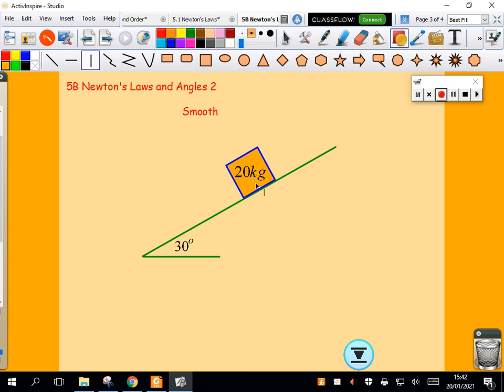I'm going to go through the whole thing. So we have my weight vector going that direction.